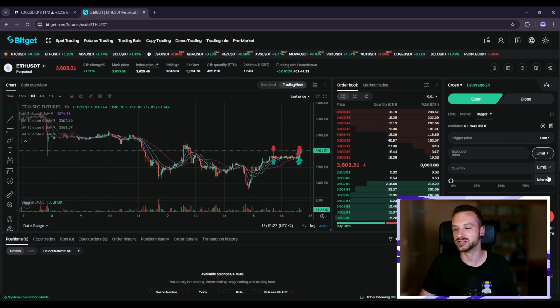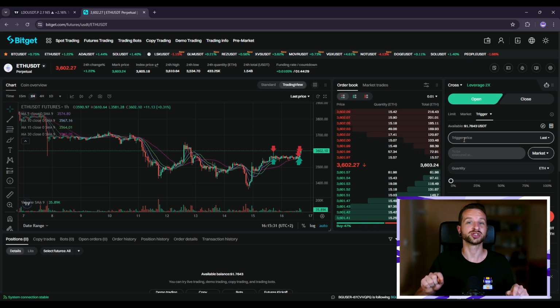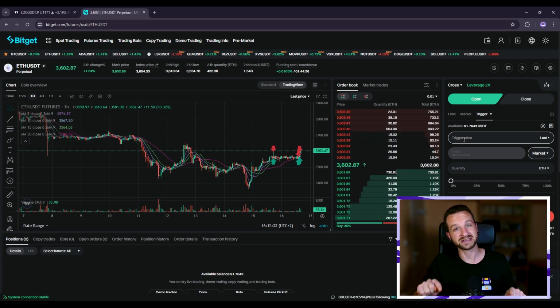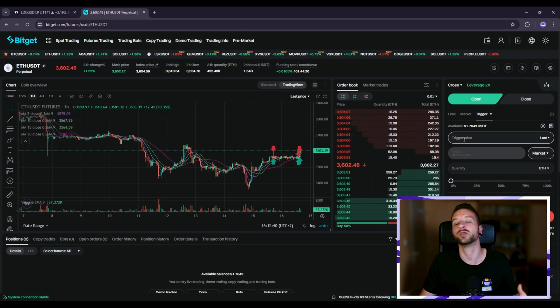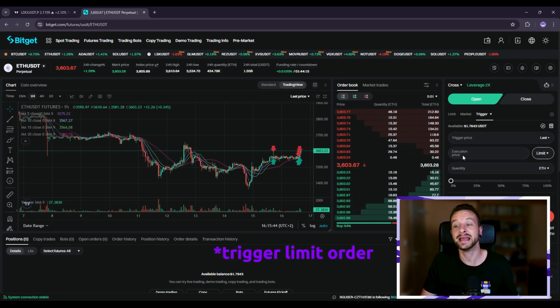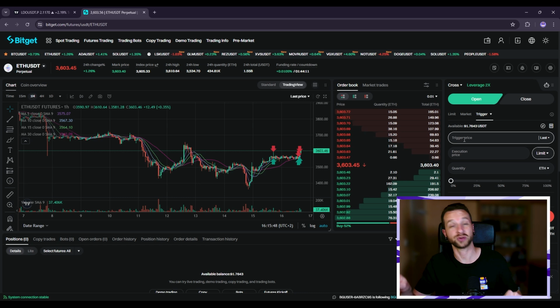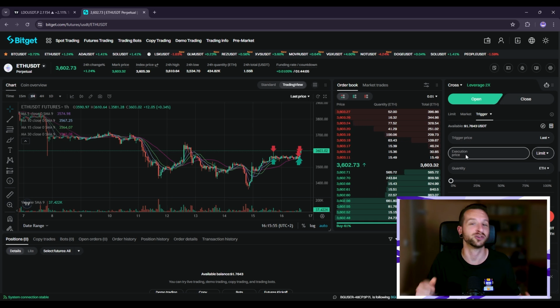So let's say you're doing a trigger market order. What it means is you're giving a trigger price. So if the price hits that trigger price, the order will transform into a market order, and therefore it will open a position straight away. But you can also do a limit order. And in that case, when the price hits the trigger price that you give, the order becomes a limit order. And that's why you also have to set an execution price for that limit order.